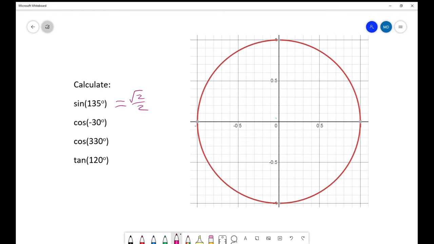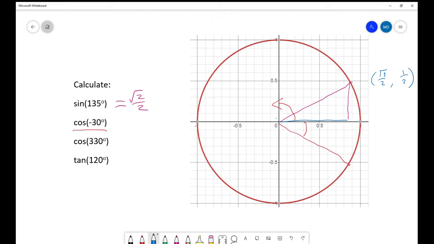Okay, let's look at cosine of negative 30 degrees. Well, if I always measure my angles this way, going anti-clockwise, then negative 30 is when I'm measuring it the wrong way, clockwise. So my angle is here. And therefore my mirror is going to be exactly the mirror one up here. So now cosine is my x value. So my x value here is root 3 over 2, and my y value is 1/2.